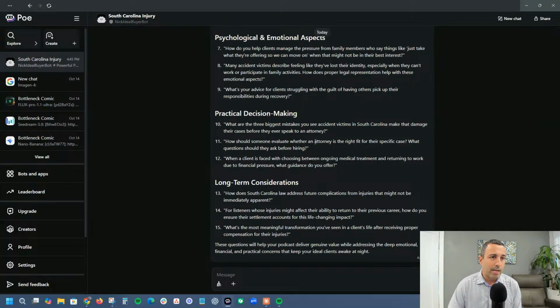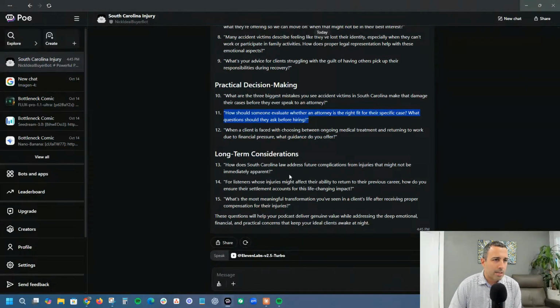How should someone evaluate whether an attorney is the right fit for their specific case? What questions should they ask before hiring? When a client is faced with choosing between ongoing medical treatment and returning to work due to financial pressure, what guidance do you offer? Long-term considerations. How does South Carolina law address future complications from injuries that might not be immediately apparent?